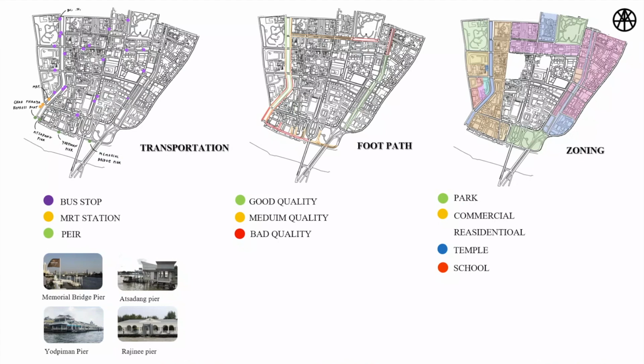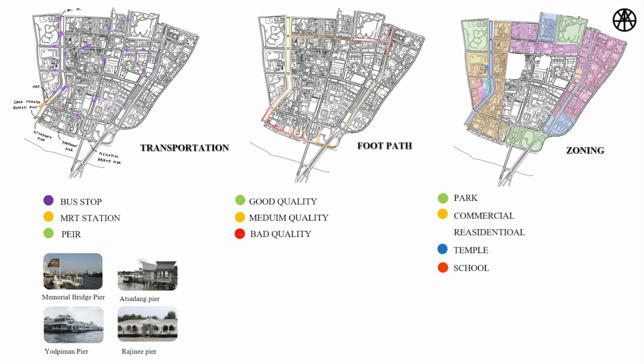So the first one, we analyze the transportation for the cars. There are the MRT and also bus stations in each spot. The purple spot shows the bus stop, the orange is MRT stations, and the green is the pier for the boat. And the next one is we analyze the area near the water or canal.